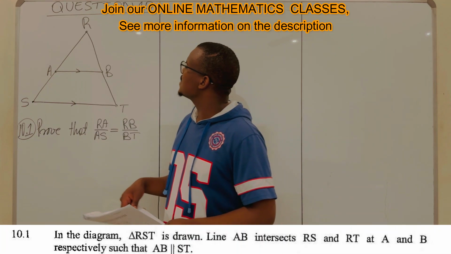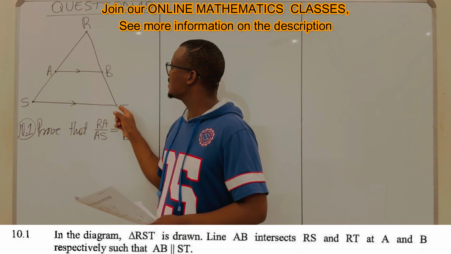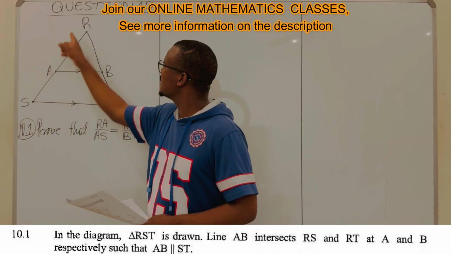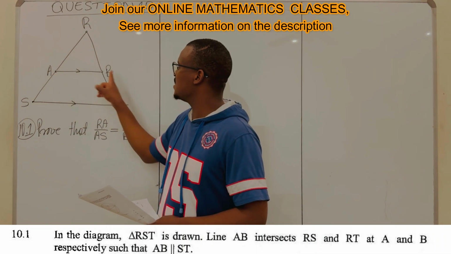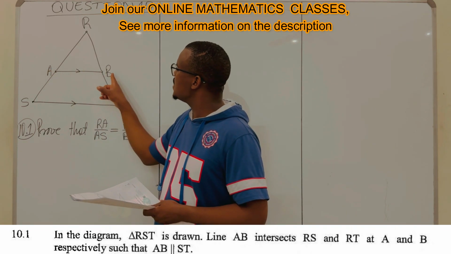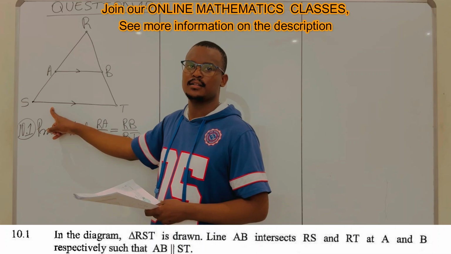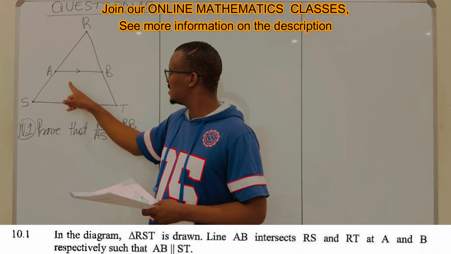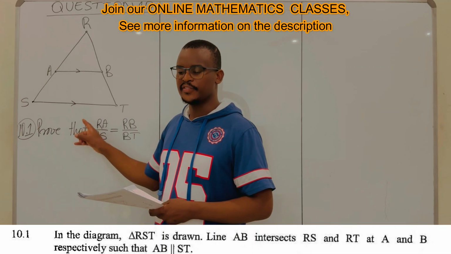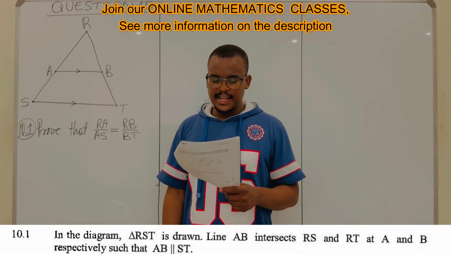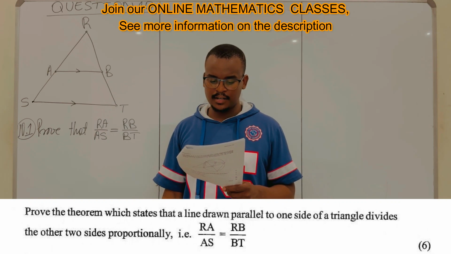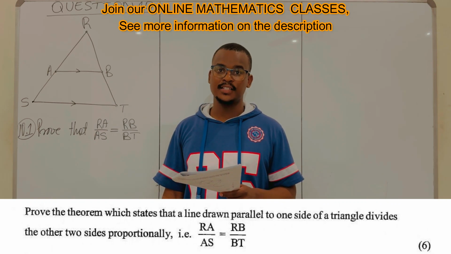So what they're saying is you're given triangle RST, right? And you have your AB, which is this line over here, that intersects your RS and your RT at A and B respectively. They went on to say that your AB is parallel to the third side of your triangle, which is ST. Fine. They are saying now, prove the theorem which states that a line parallel to one side of a triangle divides the other two sides proportionally.